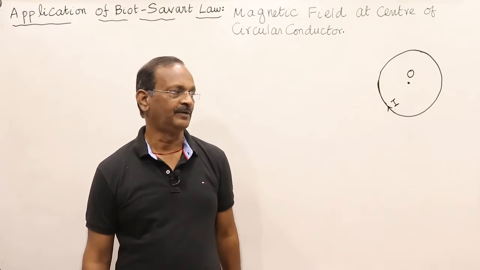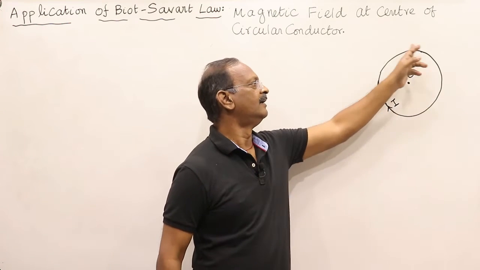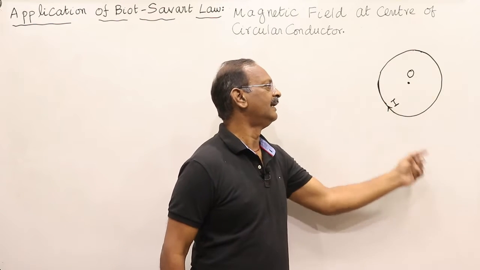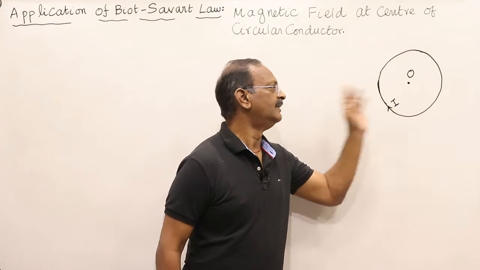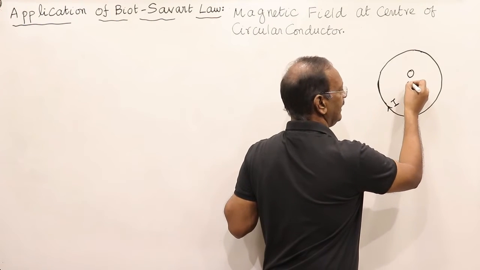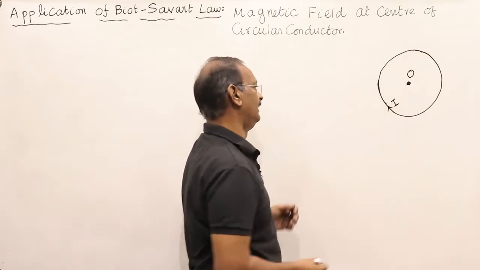To find the magnetic field at the center of the circular section of a wire. This is a circular wire carrying a current in the given direction, and we want to find out the magnetic field at the center of the circular wire.